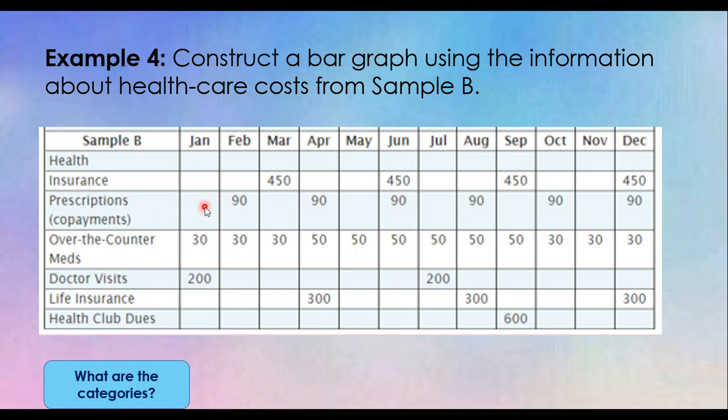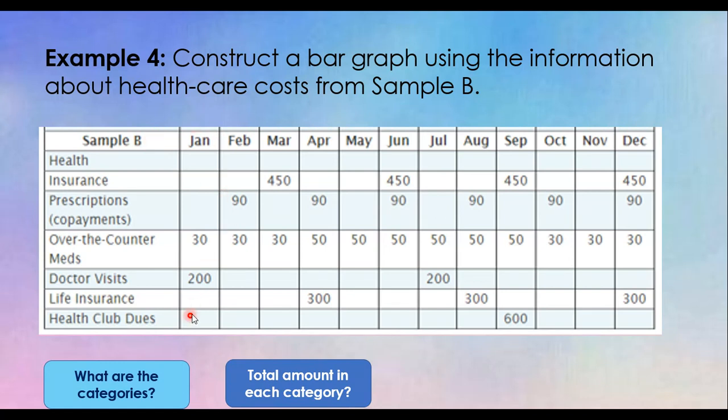Each month stays consistent. So additionally, now that we know the categories that we're going to be comparing, I need to know the total amount in each category. So all we're going to do is they're conveniently listed in a column, so we're just going to add them up. We need to add up each and every single column.